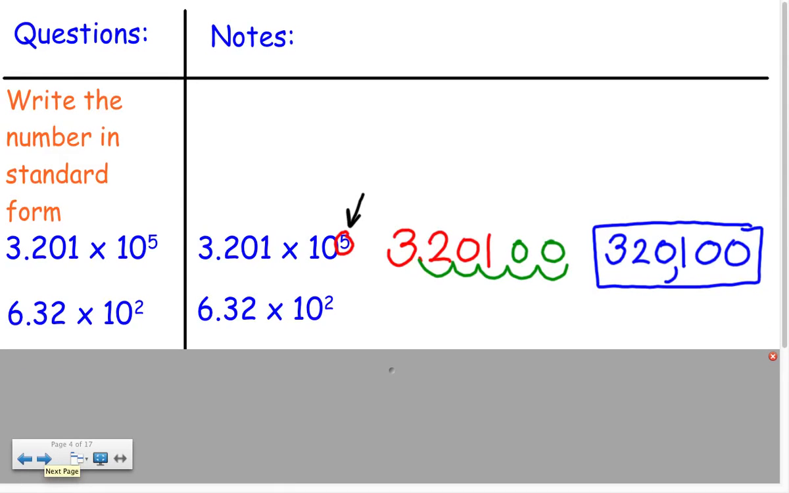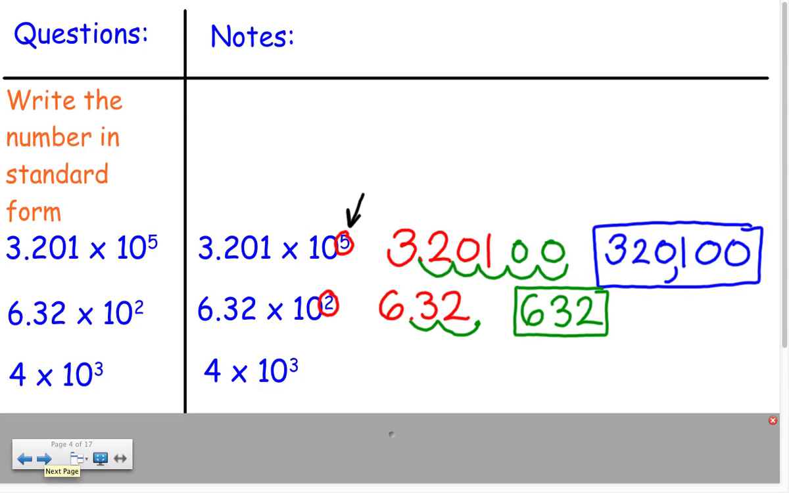All right, 6.32 times 10 to the 2nd. So again, I have an exponent of positive 2, so that means it's going to be a big number. So if I take my 6.32 and move it 2 spots, I'm going to go to the right because it's positive. I need it to get bigger. If I go to the left, it'll get smaller. 1, 2. So my number is 632. And I can check, did I make a big number? Yes, I did. 632 is big.